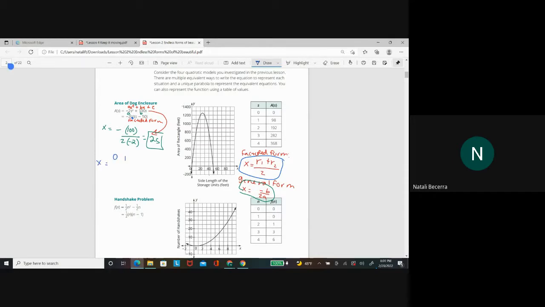So 0 plus, right here I have negative 50. So 0 plus negative 50 divided by 2. Okay. Oh, wait. I'm sorry. That wasn't a negative 50. That is just actually, hold on. Let me check something real quick.